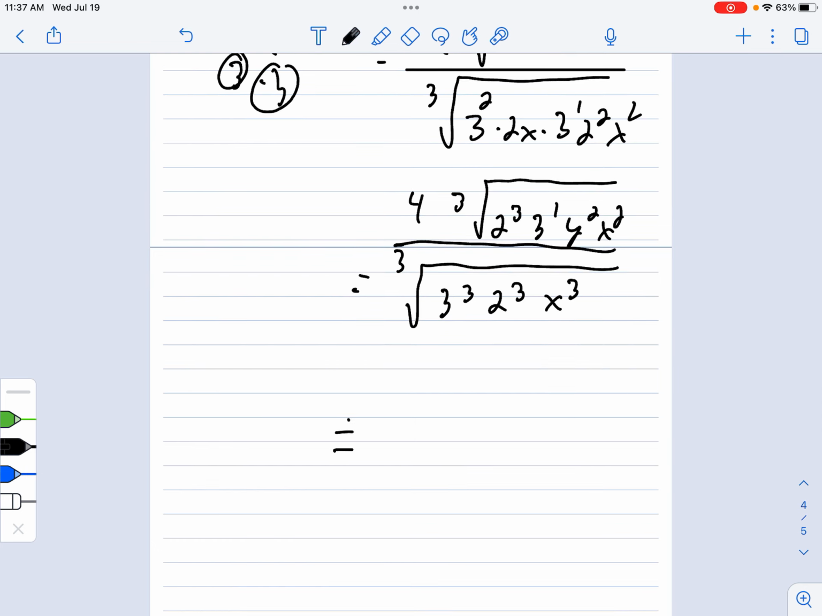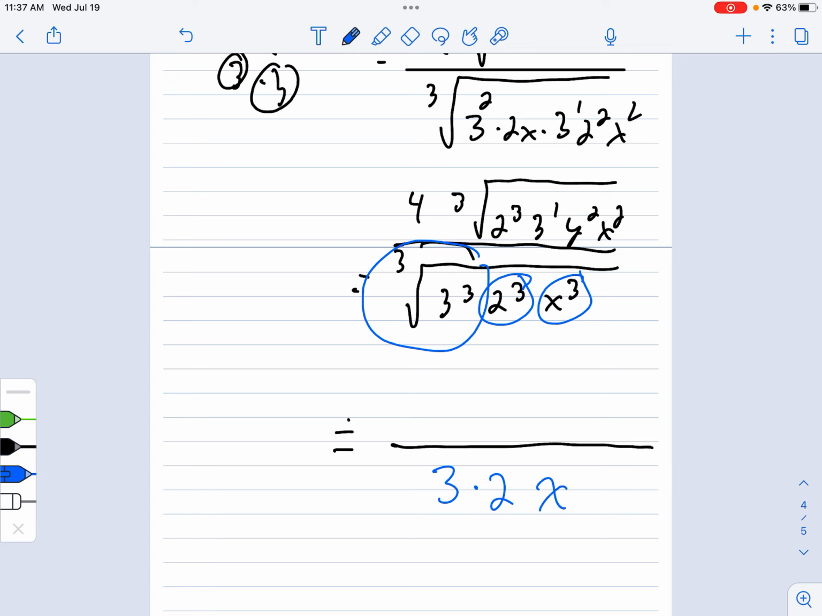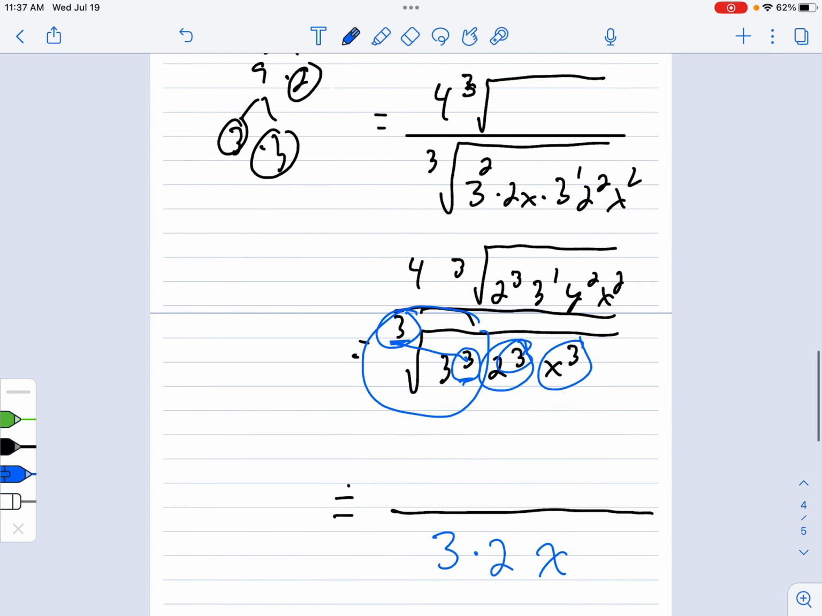And for the denominator, the cube root of 3 to the third, that's just 3, that would come out like that. The cube root of 2 to the third is 2, and the cube root of x to the third is x. Another way to look at it is this way. Think of 3 divided by 3 is 1. When you have the same index here and here, all those powers cancel out, and all you have left are the bases of those exponents.